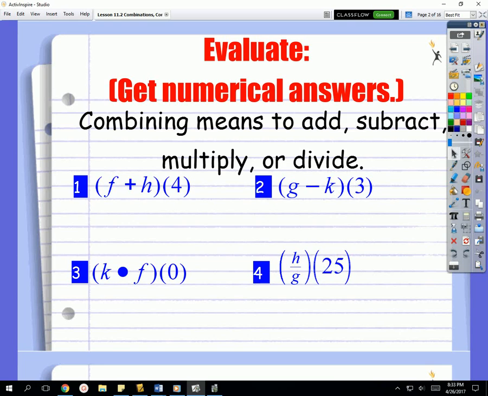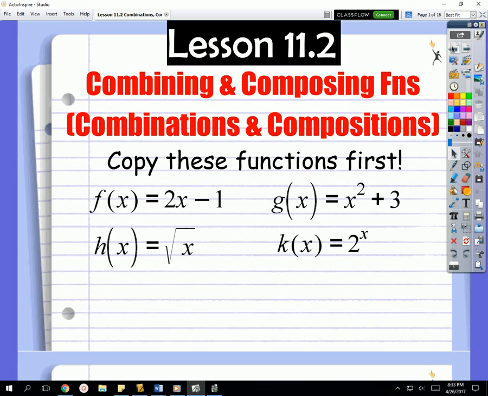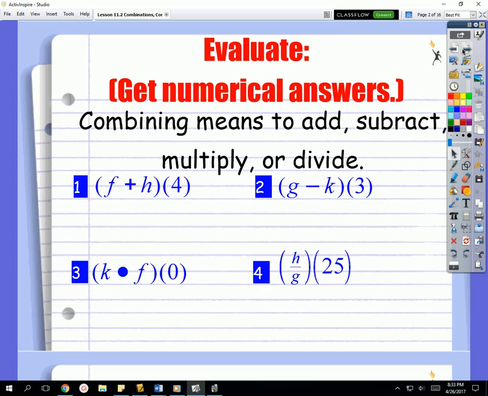Hey, let's get into the very last new lesson that we're going to do in preparation for the EOC. All right, this is about functions, so we're continuing from what we did yesterday, and we are going to combine and compose functions. Now, notice on your skeleton notes, you already have these 4 functions at the top of the page, so you don't need to recopy them.